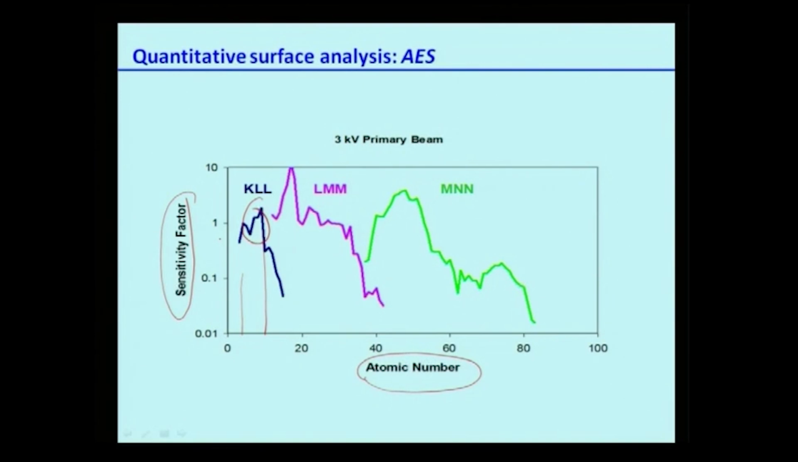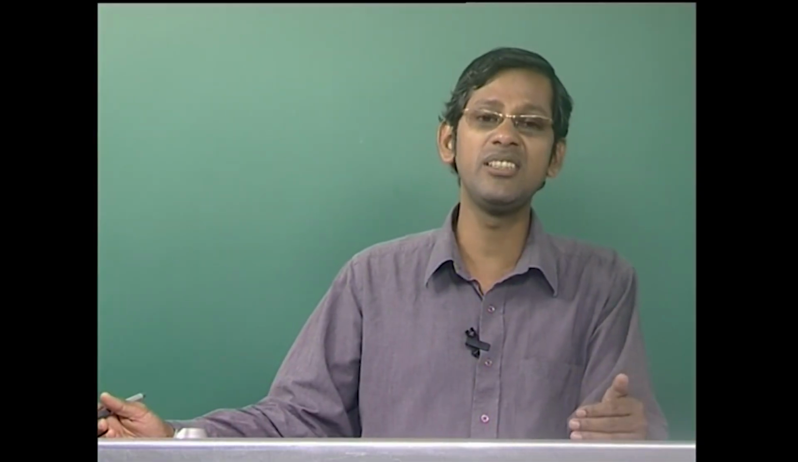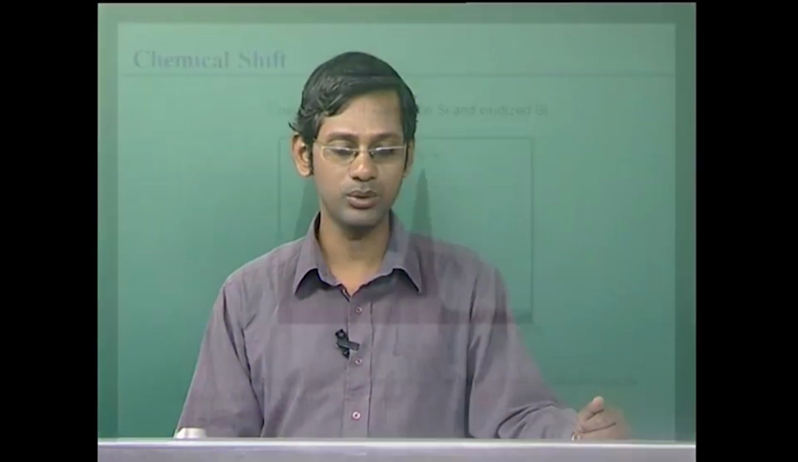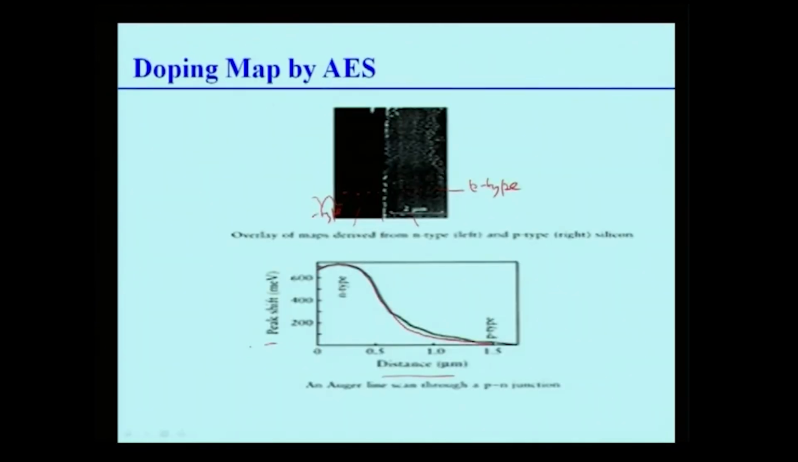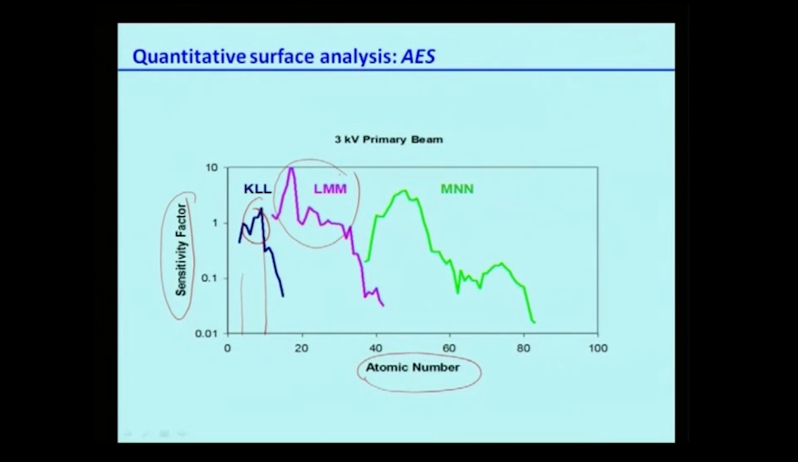The highest sensitivity factor is obtained for LMM transitions, and LMM transitions take place for a large number of elements, starting from atomic number 16 to about 65. Let me go back there and show you. So this is 45, so this basically starts from 12 to 45. That is a large range, with very large values. You can see here this is something like 12, and this is something like 35 or 40 here. So in this range the sensitivity factor is quite high, and therefore our measurements will be better.